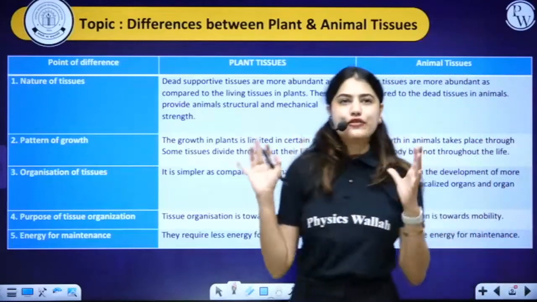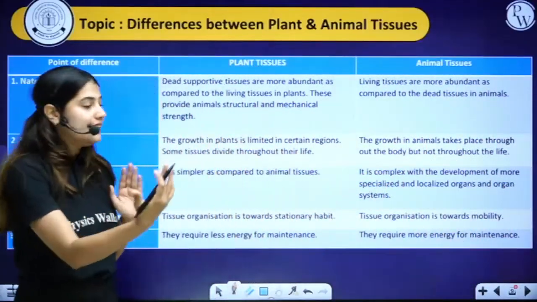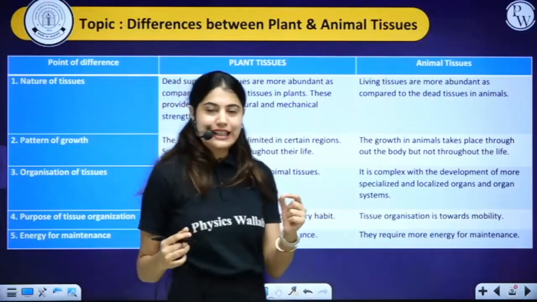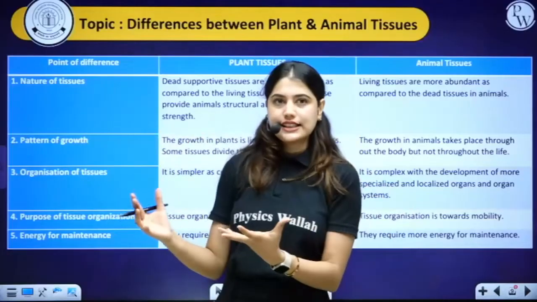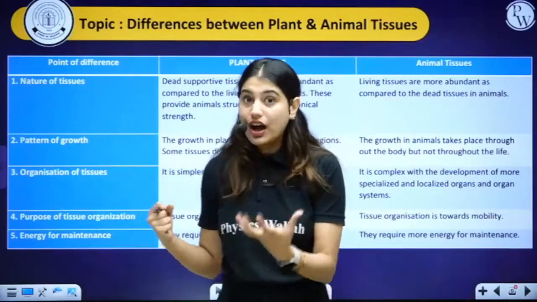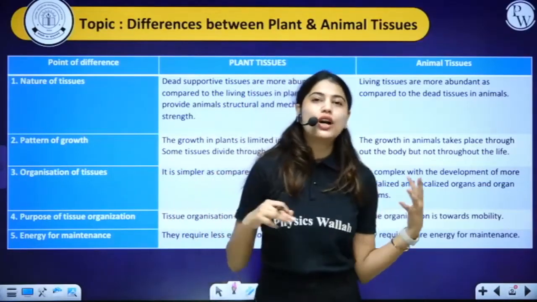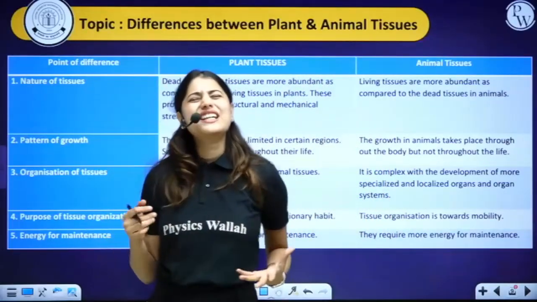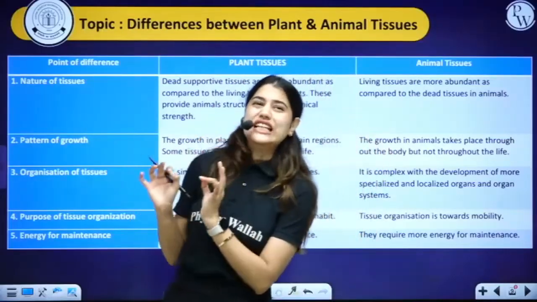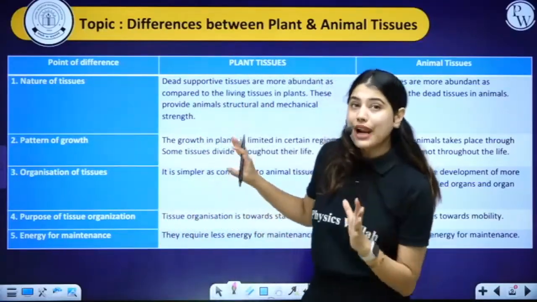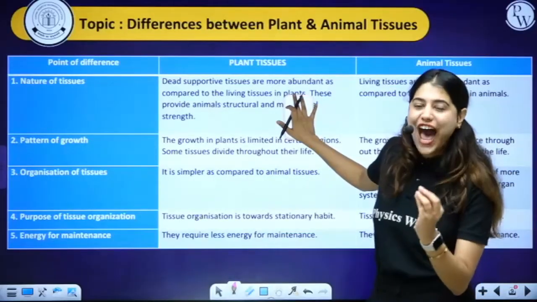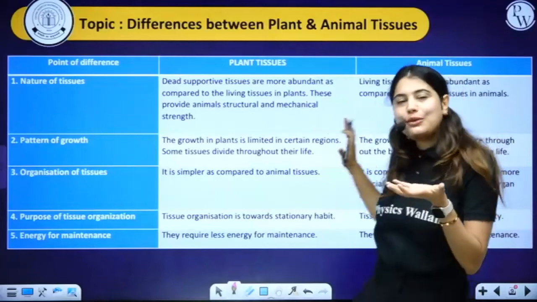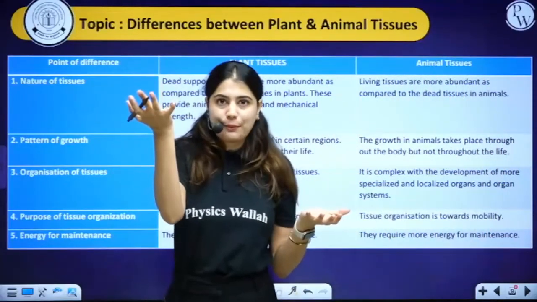Now let's see the difference between the plant tissue and the animal tissue. The plant tissues basically have more dead cells in them. What do we mean by dead? That is, they do not have the protoplasm. They do not have the cytoplasm. So either the cytoplasm is almost missing or very negligible, right? So we can say plant tissues have more dead tissues in number, but if we talk about animal tissues, they have more living tissues in number, right?